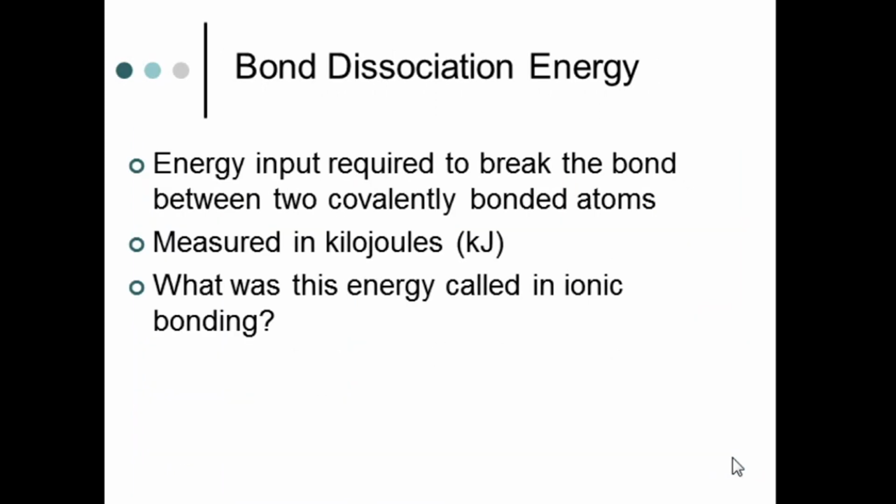Which leads us to a conversation about bond dissociation energy. That's just a fancy word for how much energy you would need to put in to break apart two covalently bonded atoms. We measure this in kilojoules, joules being a unit of energy, kilo being 1,000 joules. Do you guys remember what we called this in ionic bonding? The energy needed to break apart the crystal lattice structure of an ionic compound? We called it lattice energy. Lattice energies are much bigger than bond dissociation energies. Ionic bonds are much stronger than covalent bonds because that electrostatic force, the attraction of a positive to a negative, is one of the strongest forces in nature. And it is a much stronger force than the attraction of shared electron pairs between atoms.